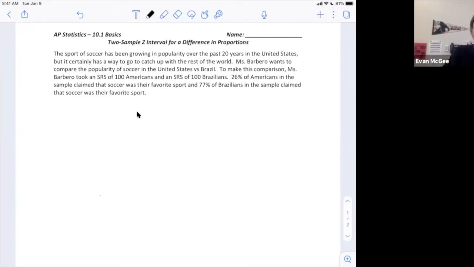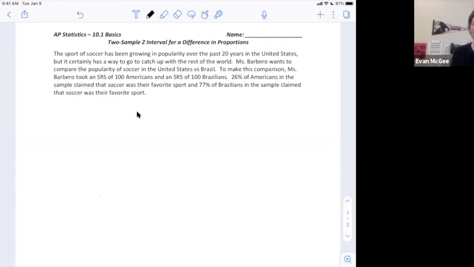26% of the Americans in the sample claimed that soccer was their favorite sport, and 77% of the Brazilians claimed that soccer was their favorite sport. So what I want you to think about is Ms. Barbero wants to compare the proportion of Americans that believe soccer is the #1 sport with the proportion of Brazilians who think soccer is the #1 sport. So we're looking at 2 populations now instead of just 1, and we're going to try and compare those.